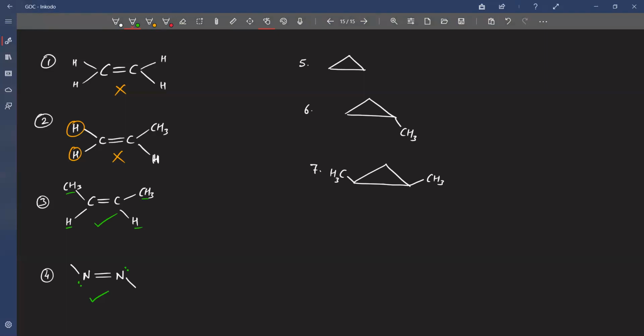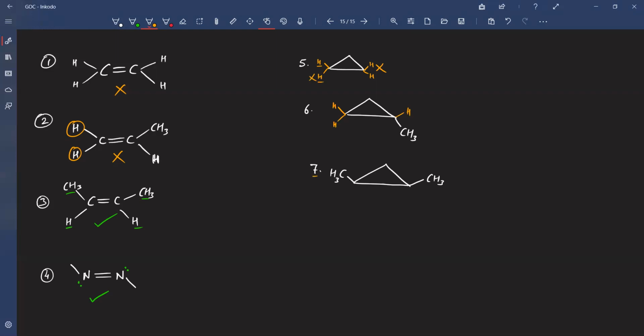Five, no. Okay, what about 6? 6, no. And the reason why 6 is not possible is because here there are 2 hydrogen, right? Okay, what about 7th? Here also there were 2 hydrogen. I mean, these bonds were with the same atom. This hydrogen matched. So there is no isomerism.